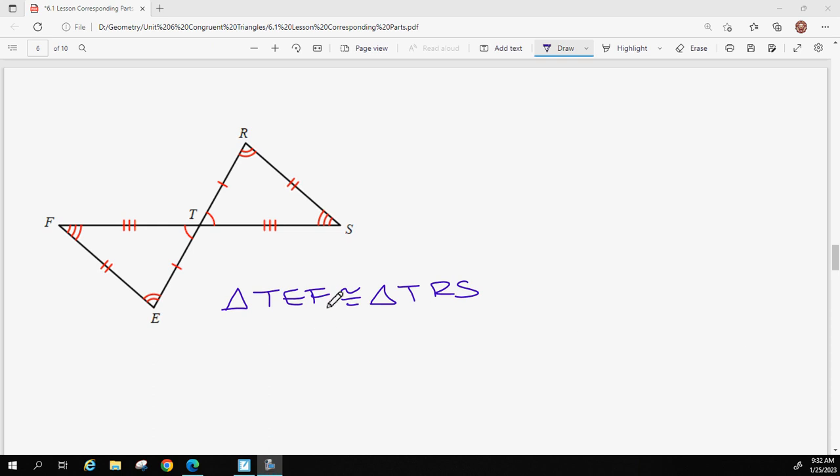So here they are. If you had these slightly out of order, but the orders match, it could be right. So if you don't have TEF and TRS, do raise your hand and we'll make sure that you got it right. And if you didn't, we'll make sure that we can help you fix that mistake.